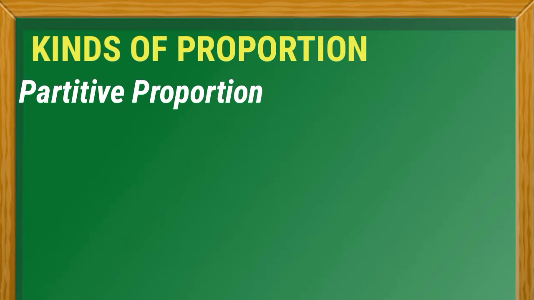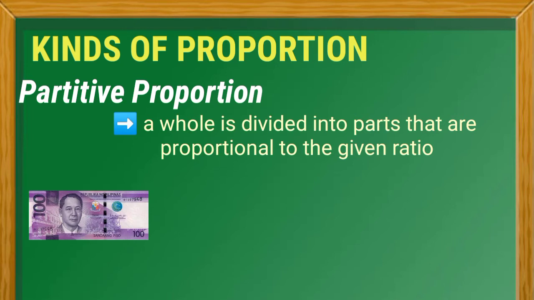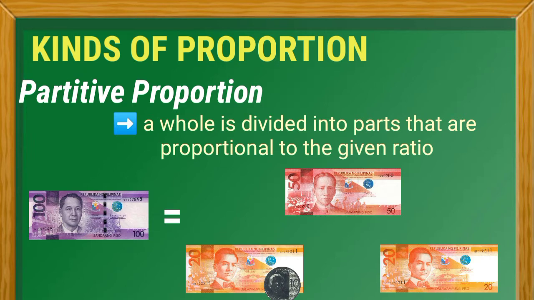Lastly is partitive proportion. A whole is divided into parts that are proportional to the given ratio. Example: you have 100 pesos in your wallet. You want to give 50 pesos to your sister, 30 pesos to your nephew, and 20 pesos for your friend. Meaning, when you add the amount of money you gave, the sum is equal to 100. So, partitive proportion means the sum of the parts is equal to the whole.